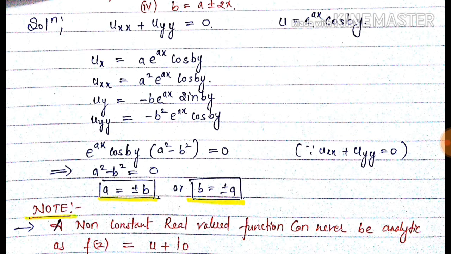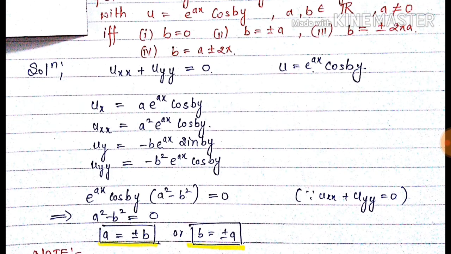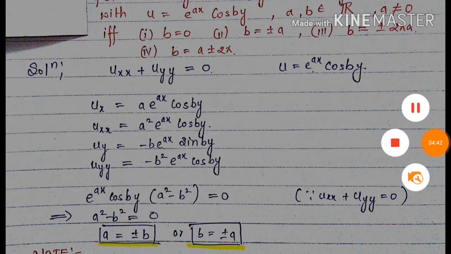So from here, taking e to the power ax cos by common and combining the two equations, we get a square minus b square equals 0, times this given function, which equals 0. Now the constant part a square minus b square equals 0. On equating we get a = plus or minus b, or b = plus or minus a. In the options b = plus or minus a is given, but a = plus or minus b is not given. So the second one is the correct answer.